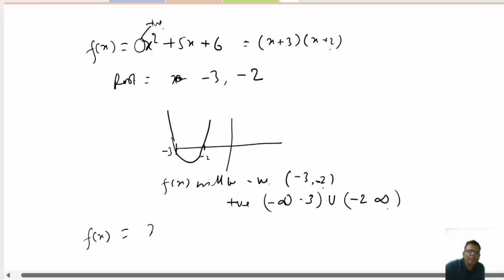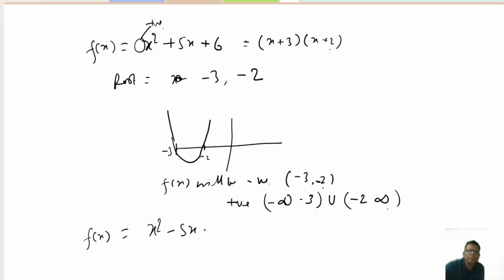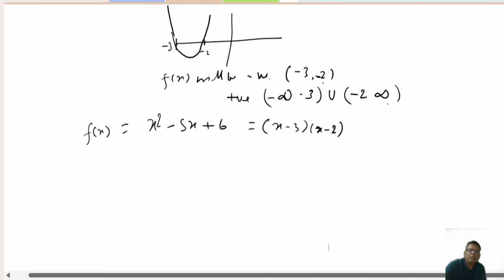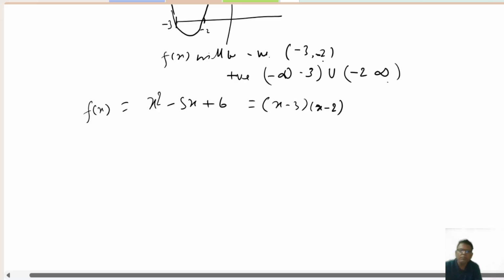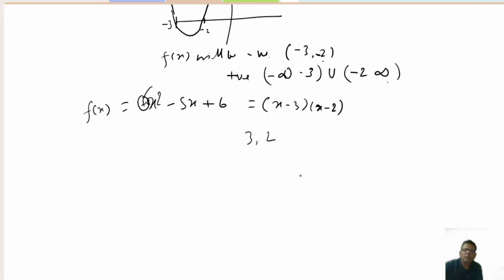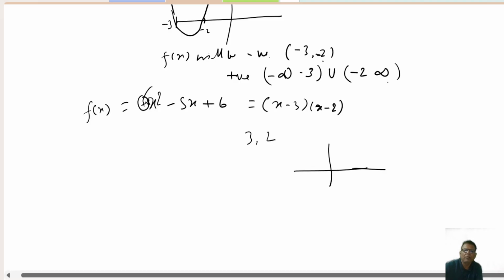f(x) is equal to x square minus 5x plus 6. If we factorize, then it will be (x minus 3)(x minus 2). So now again, the coefficient of x square is positive and the roots are 3 and 2. So 3 and 2, you see, 2 will be somewhere here, 3 will be here, and this will be concave upward.